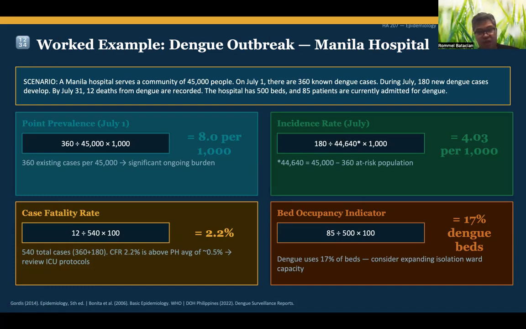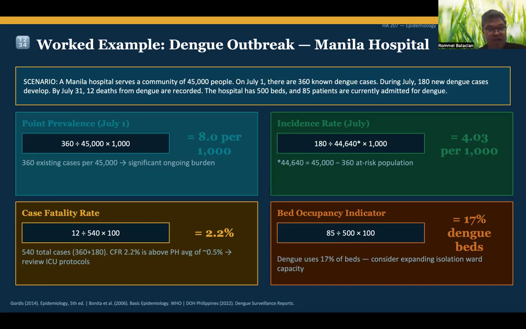So that's why it's 44,640. So 180 divided by 44,640 multiplied by 1,000 and the answer is 4.03. So during July, 4.03 new dengue cases were developed per 1,000 at-risk individuals. So this is the active transmission pressure in the community during that month. If the incidence rate is increasing for every month, it signals a worsening outbreak.